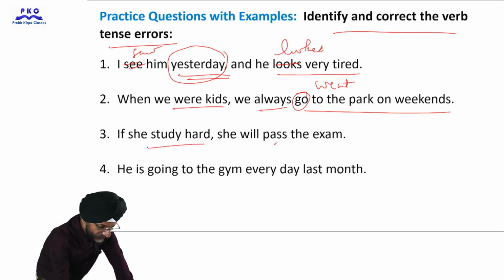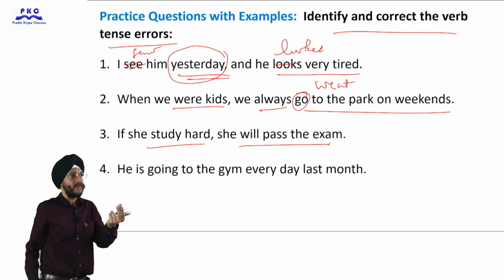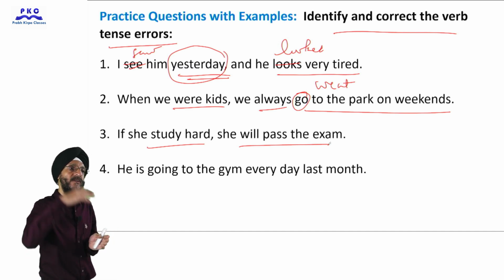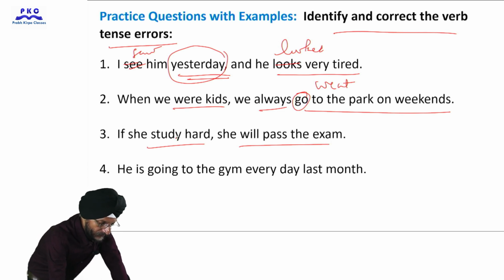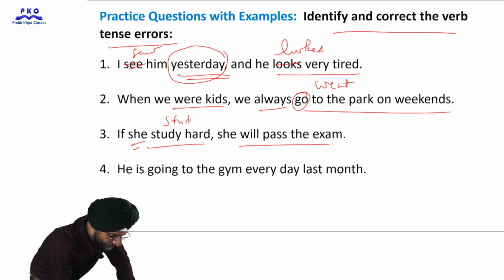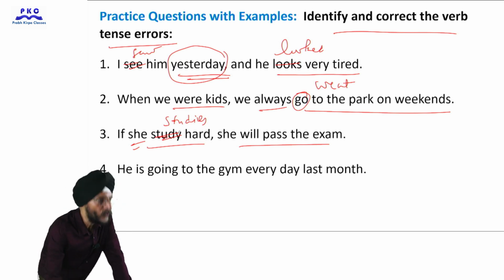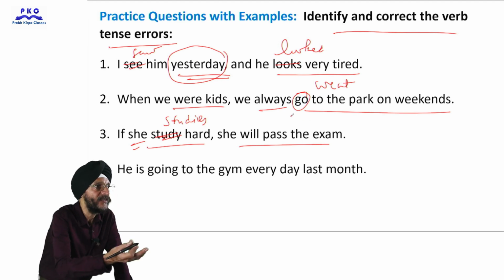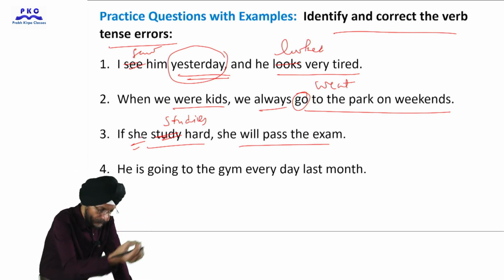If she study hard, she will pass the exam. Here we are talking about the present. That is, if we make preparations today, we will get good marks in the exam or we will pass the exam. Here, "study" is not proper because she is singular, and with the singular we have to use "studies." If she studies hard, "studies" is also in the present tense, but if the word is "they study hard, they will pass," it is okay. But here she is a single person.